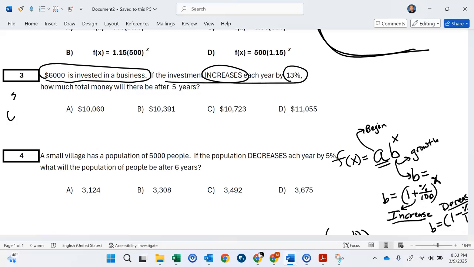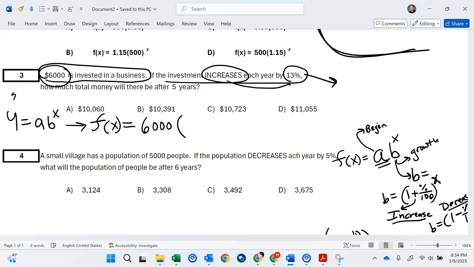So that means we have the regular exponential function y equals a times b to the power of x. So our function is going to be y, or we can do f of x, okay, is equal to what? Well, the beginning is there. That's what we start with. So it's going to be 6,000, parenthesis, and it increases each year by 13. So what do we do with that? When it's an increase, we go 1 plus 13 divided by 100, and that is equal to 1.13. So that's your growth factor, okay? That's your B. So I'm going to put that right there.